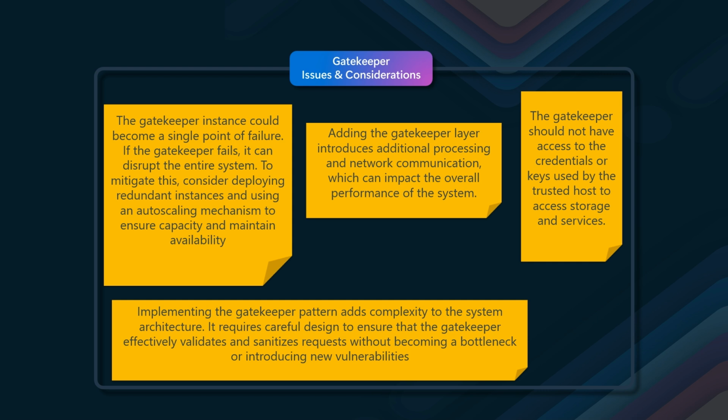To minimize the impact of a failure, make sure you deploy redundant instances of the gatekeeper and use auto-scaling mechanisms to ensure that there's always sufficient capacity to handle incoming requests.